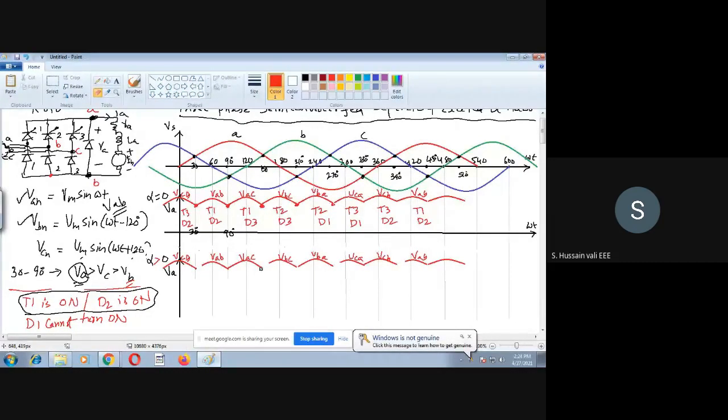You will force that one to become 0. So this is what exactly happens in this case. Because why I'm saying is that the output voltage, what will happen when the thyristors T3, D2 are conducting. So T3 is here, D2 is conducting. So when they are conducting, you will find out this thing.